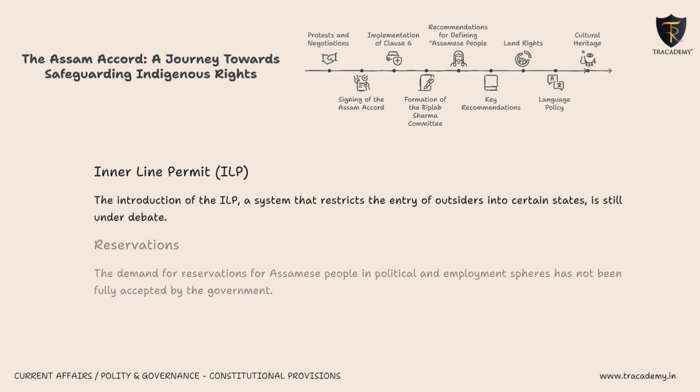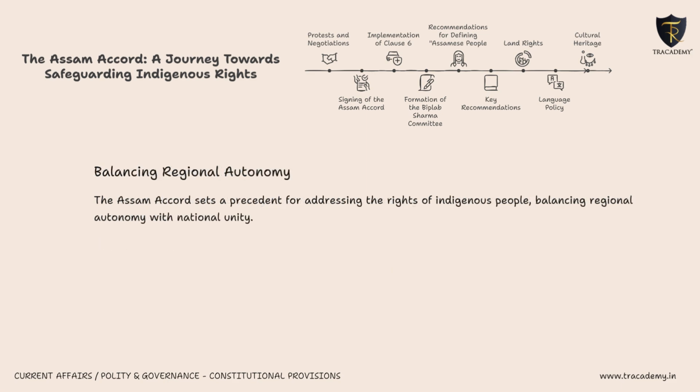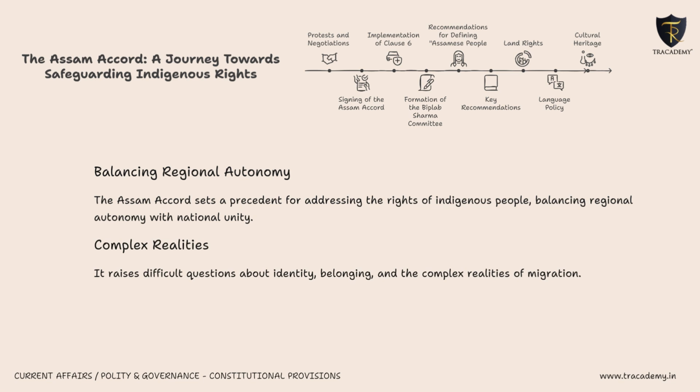Additionally, the demand for reservation for Assamese people in political and employment spheres has not been fully accepted by the government. While some forms of reservation might be introduced, broad implementation across sectors has not yet been realized. The Assam Accord and its implementation have far reaching implications, not just for Assam, but for the country as a whole. It sets a precedent for addressing the rights of indigenous people, balancing regional autonomy with national unity. It also raises difficult questions about identity, belonging, and the complex reality of migration.